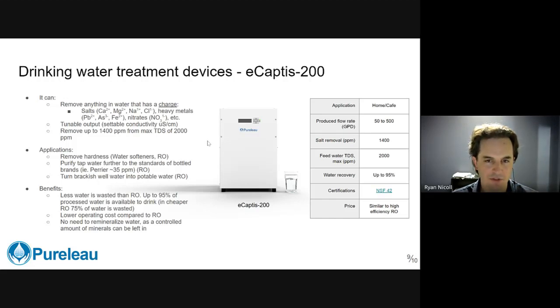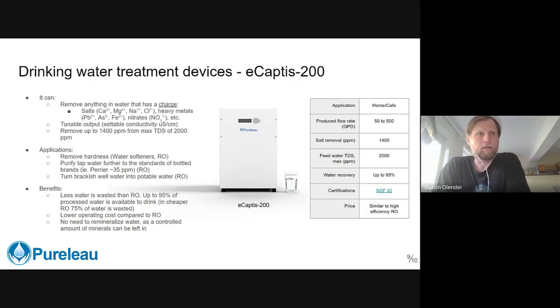You mentioned this before about the Starbucks application, and then I see it on the bottom bullet here. No need to remineralize the water. Why would you ever want to remineralize the water? Wouldn't the gold standard be just to strip everything out? I mean, maybe it might taste weird if you're expecting a certain kind of profile or something like that, but why would you want to remineralize the water? I'm confused by that.